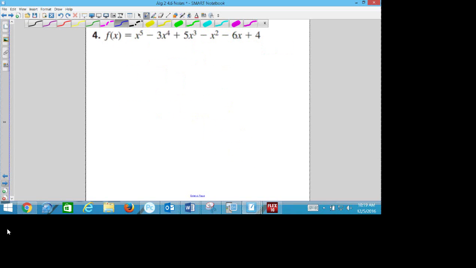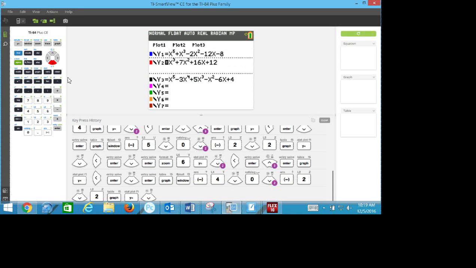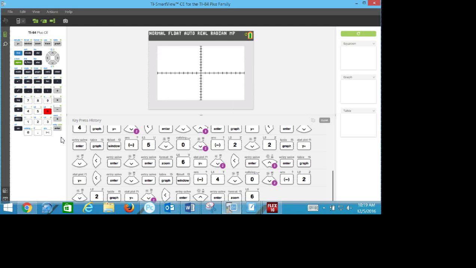All right, next one. Did you graph it? Are you graphing it right now? Excellent. If you changed your window on that last one with me, how do you fix the window? Zoom 6. Good. How many solutions should there be for this one? The degree is 5, so there should be 5 solutions.